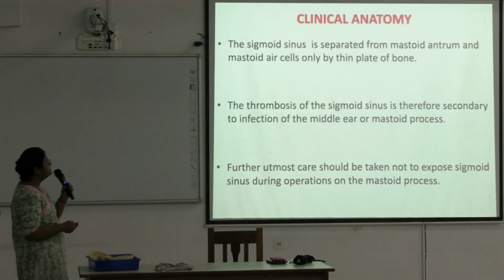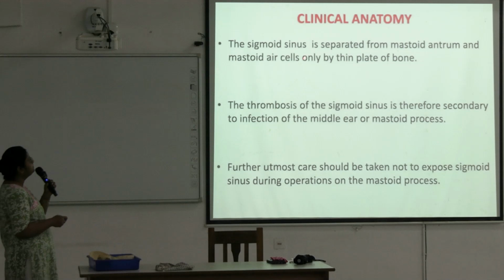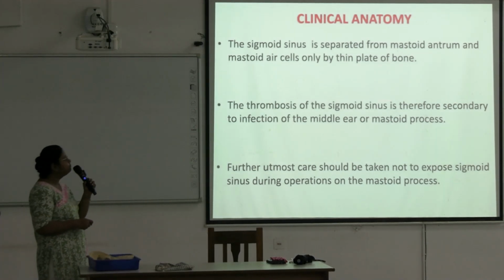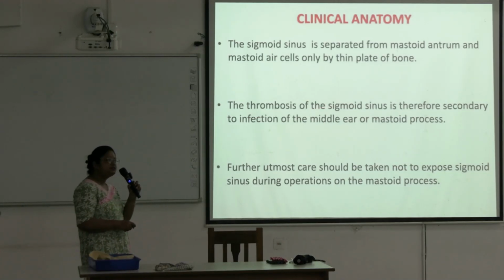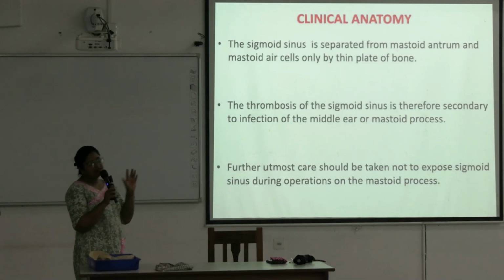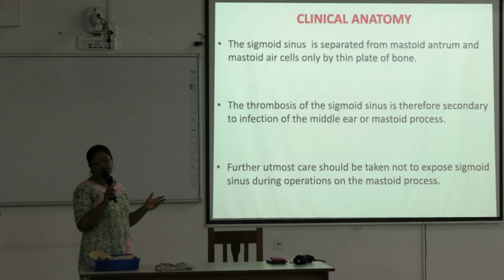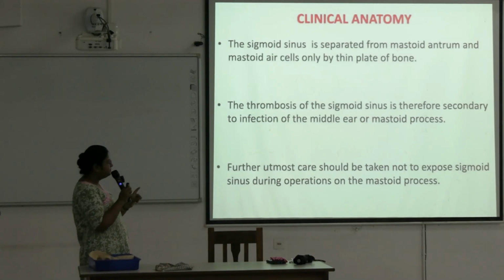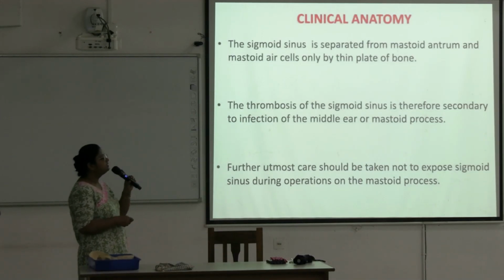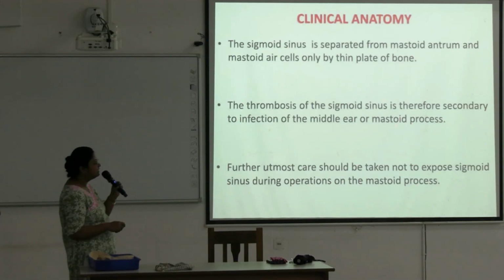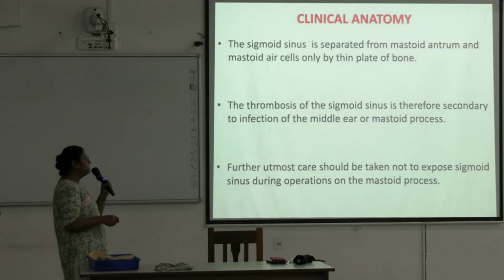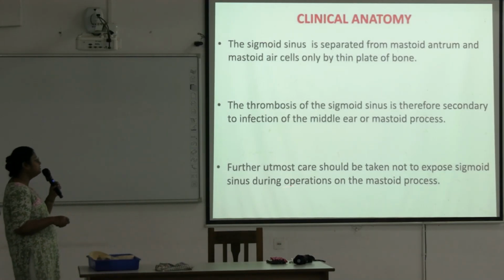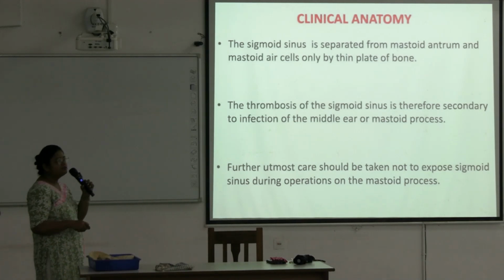So the sigmoid sinus is separated from the mastoid antrum and mastoid air cells by a thin plate of bone. The thrombosis of sigmoid sinus is therefore secondary to infection of the middle ear or mastoid process. The middle ear is connected to the air cells of the mastoid antrum. So a middle ear infection can spread to the sigmoid sinus. This is an important clinical aspect. Further, utmost care should be taken not to expose the sigmoid sinus during operations on the mastoid process.